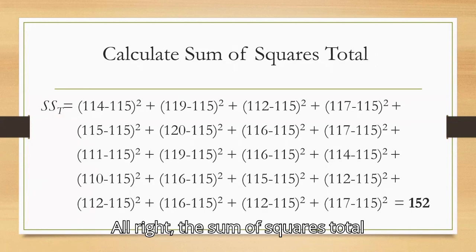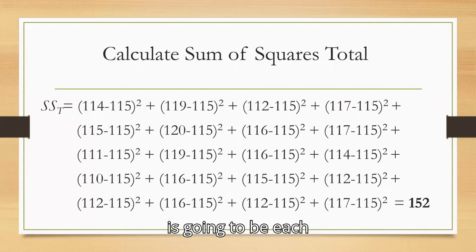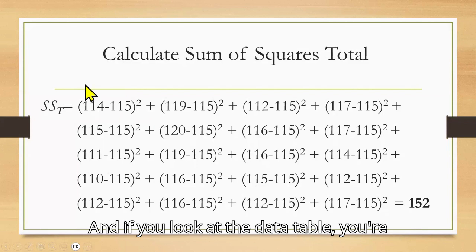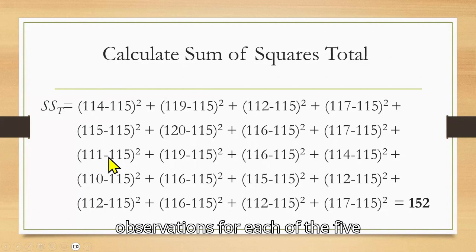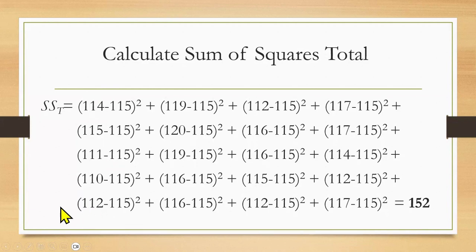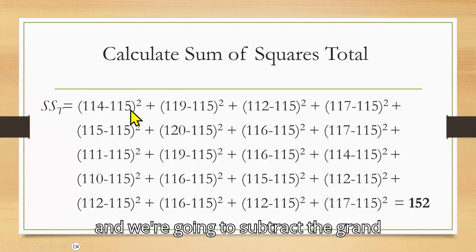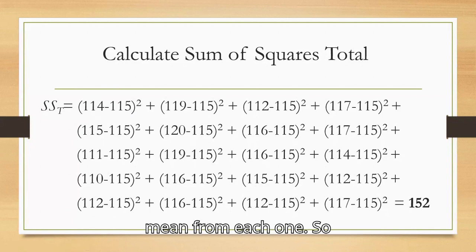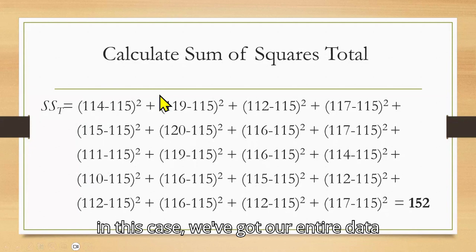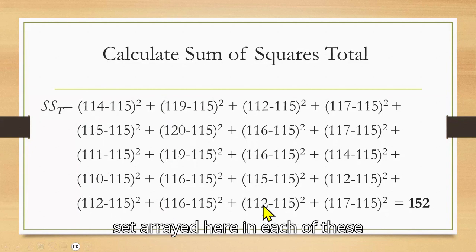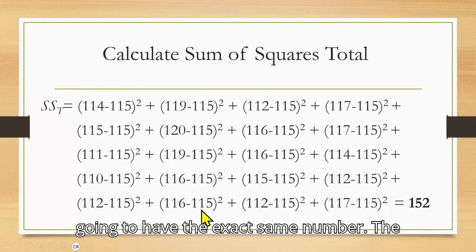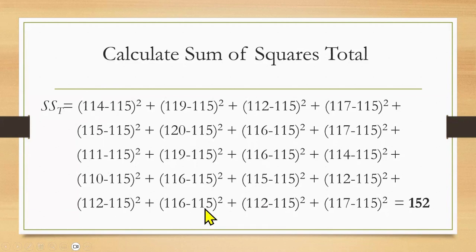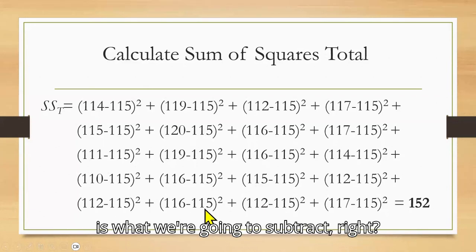All right, the sum of squares total is going to be each individual observation. And if you look at the data table, you're going to see that each of these are the observations for each of the 5 different limpets from each treatment. And we're going to subtract the grand mean from each one. So in this case, we've got our entire data set arrayed here in each of these terms, and we're going to have the exact same number, the grand mean, that we're going to subtract, right?